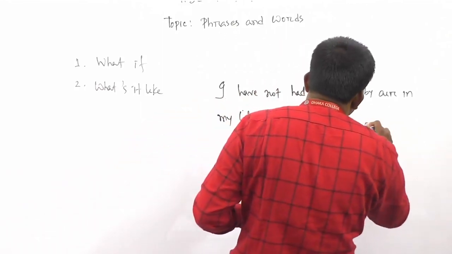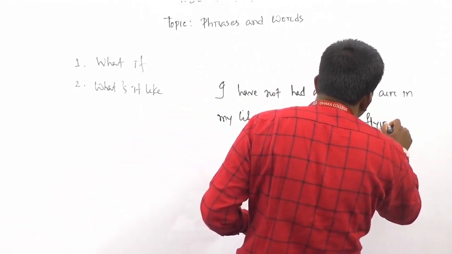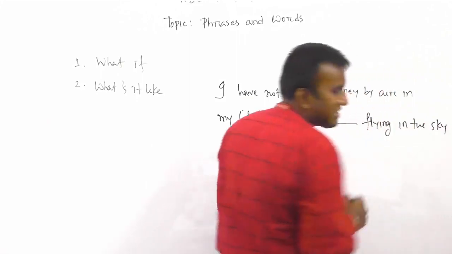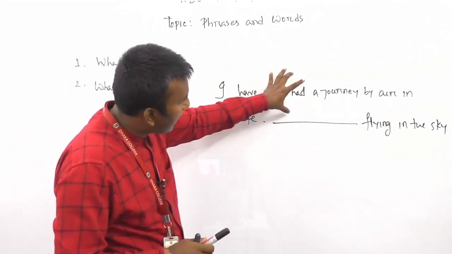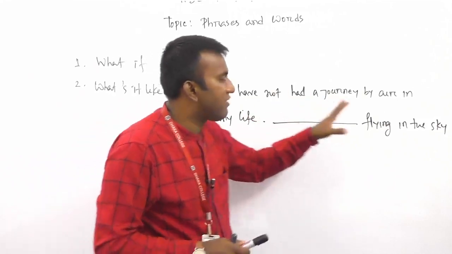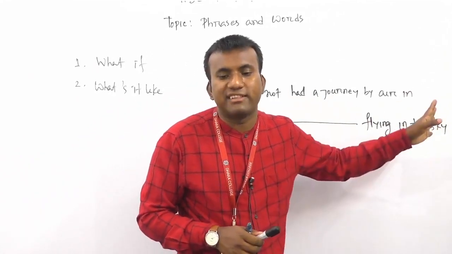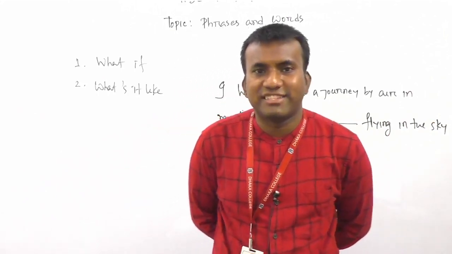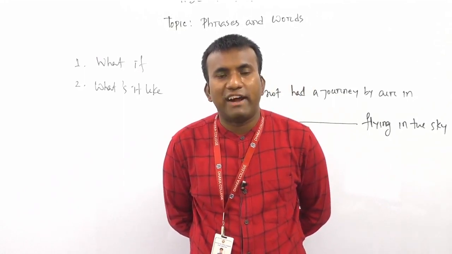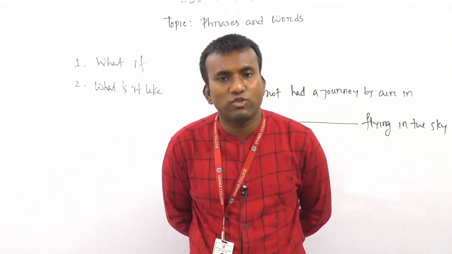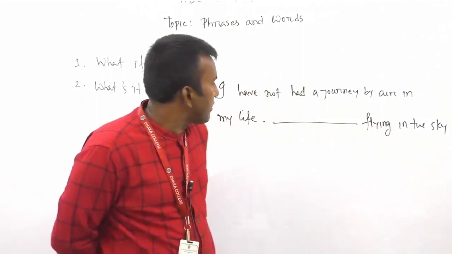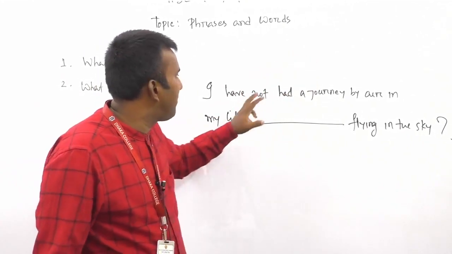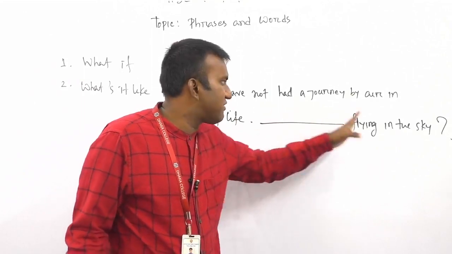I have not had a journey by air in my life. Dash flying the sky. Look at this, students. Look at, please. I have not had a journey by air in my life. Dash flying the sky. I think you are getting me. Can I think that my students find it easy to understand? I have not had, it's a correct sentence, students. I have not had a journey by air in my life. Dash flying the sky. Okay.